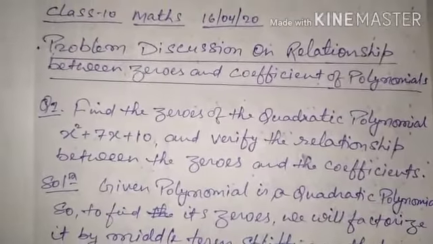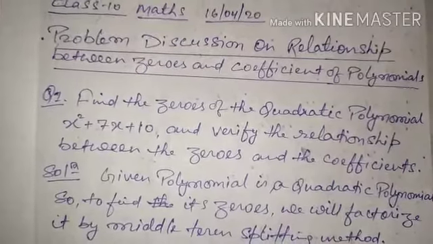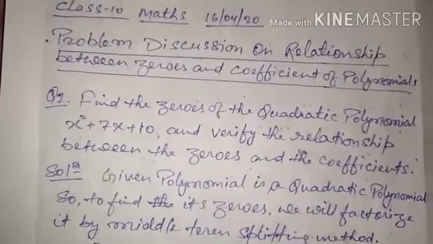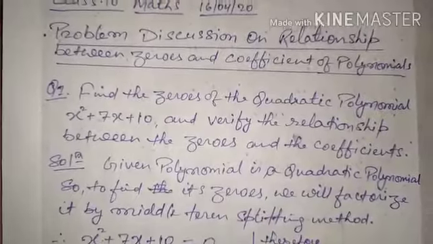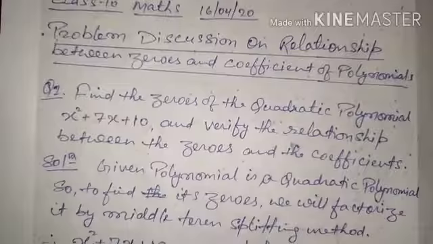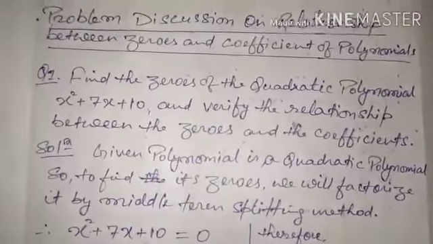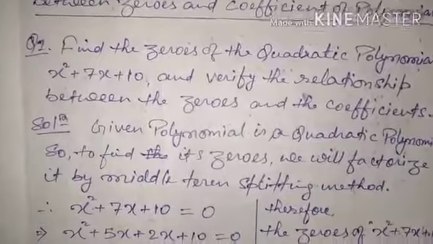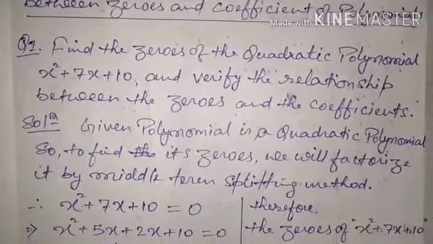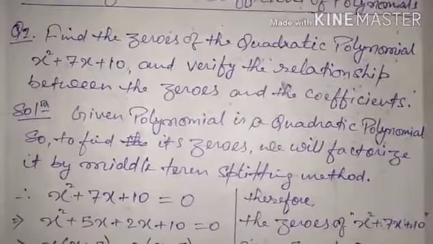As we had discussed in the previous class about the relationship between zeros and coefficients of polynomials, today we have to discuss the problems on the relationship between zeros and coefficients of polynomials. It is very important that we discuss the problems too, because only discussing the theory is not enough. So today we are going to discuss the problems also.